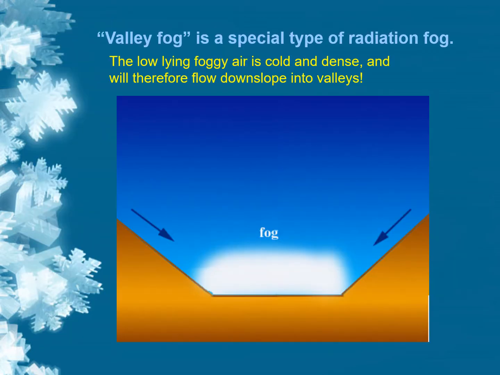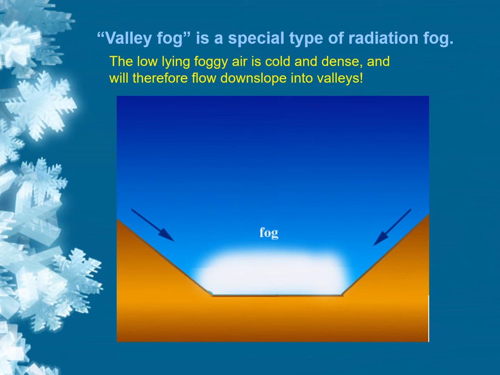Valley fog, I will want you to know this for your exam. It's a special type of radiation fog. So imagine you're in a mountain range, but you've got a valley there, a river valley. The sun is getting low in the sky, and you're going to start to lose heat and cool from the ground surface up.